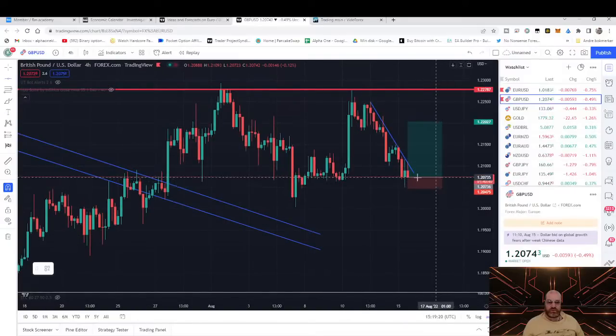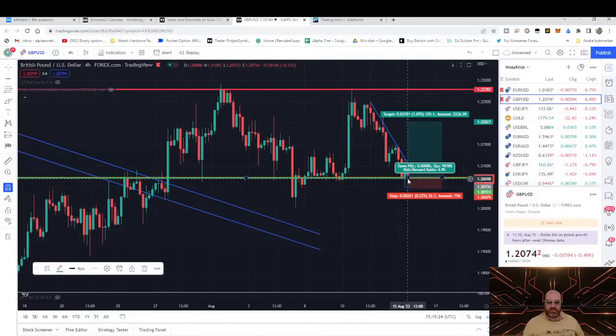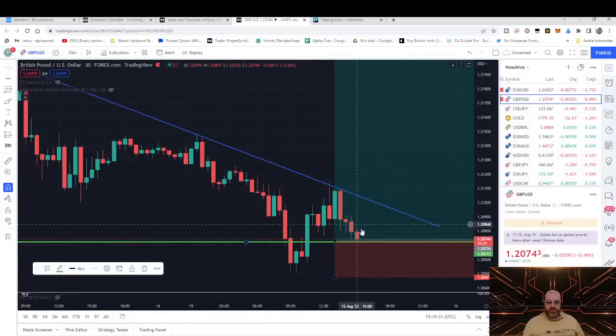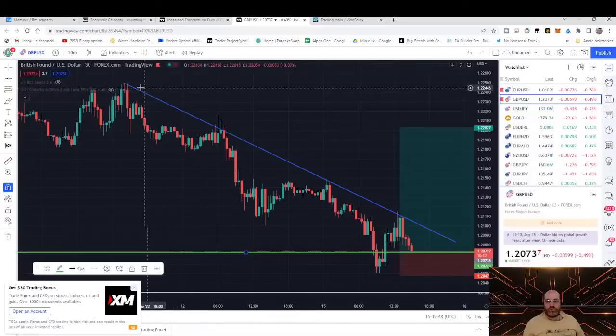We are currently actually exactly on it. We can mark it like that. Then we can go back to the 30 minutes. So we are currently now in this 4-hour strong support zone. Here we will end up in a squeeze, and from what we can see on the 4-hour, the probability is that we go up, and then typically we go all the way up to the start of the trend.